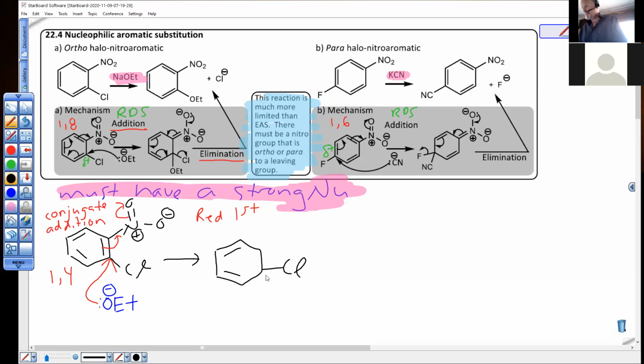There's your leaving group, there's your OEt. And here's your nitro that's double bonded. Nitrogen still has 4 bonds and a positive charge. It can resonate either oxide back. We can do this one just for variety. Whoa, my pen went off. Resonate back, resonate here, and do your elimination, and get to the same place when we're all said and done.